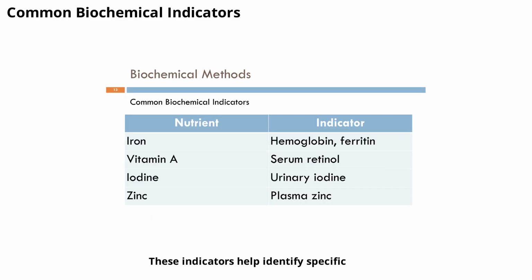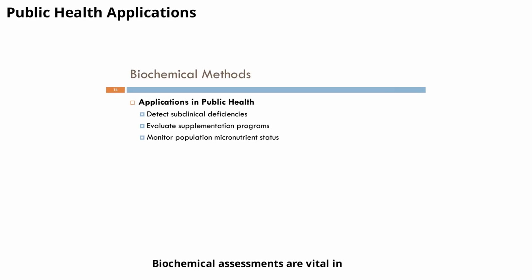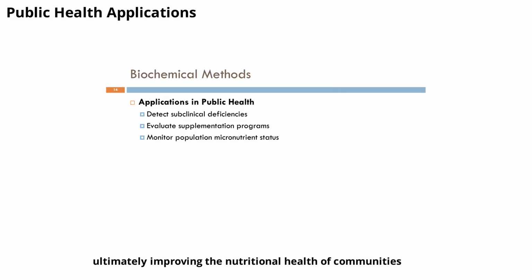These indicators help identify specific nutrient deficiencies and guide targeted interventions, especially in populations at risk of micronutrient malnutrition. Biochemical assessments are vital in public health for detecting subclinical deficiencies, evaluating supplementation programs, and monitoring population micronutrient status. These applications help ensure that interventions are evidence-based and effective, ultimately improving the nutritional health of communities.